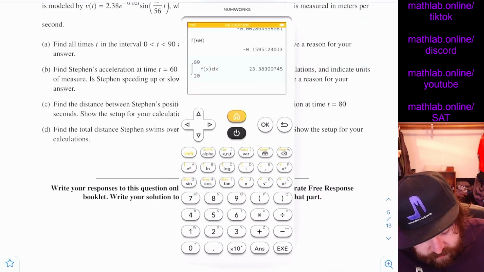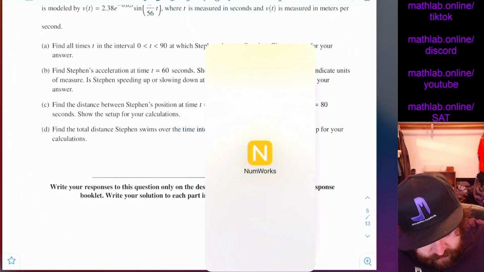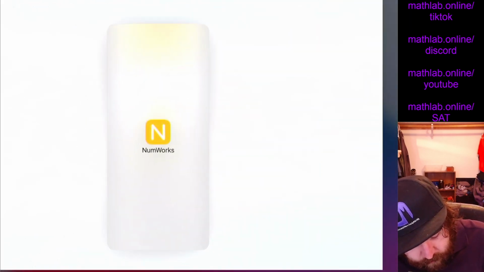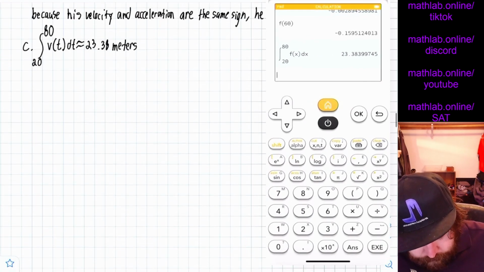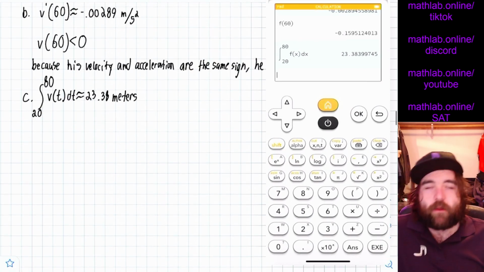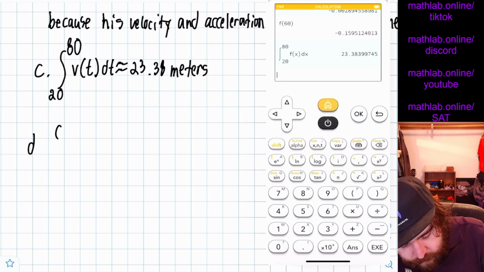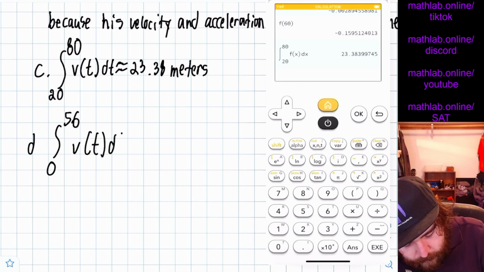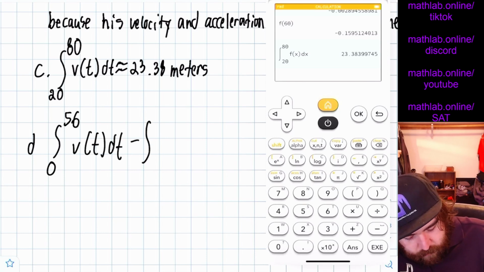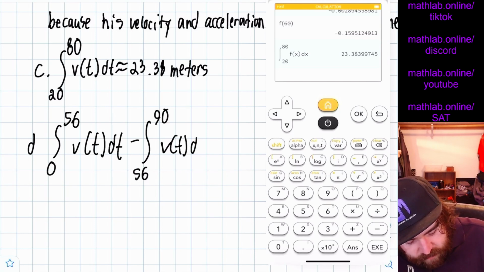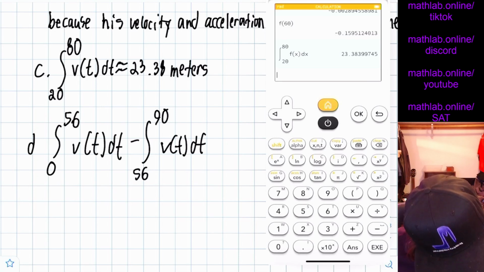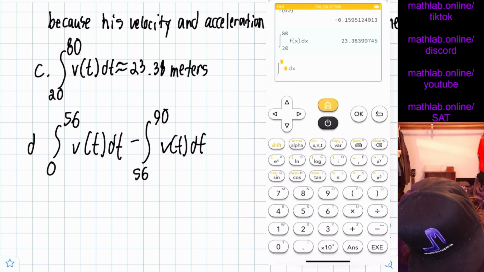D. Find the total distance he swims over that time interval, from 0 to 90. Okay. So he turns around at 56. We already know that, so we've shown that he's going backwards at the other ones. So we need to go from 0 to 56 of v of t dt. But since this is going to be negative, we need to subtract the integral from 56 to 90 of v of t dt. And that's really it.